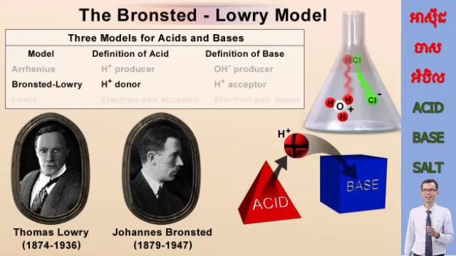The Bronsted-Lowry definition defines an acid as a hydrogen ion donor and a base as a hydrogen ion acceptor. In the reaction on your screen, hydrogen chloride is a Bronsted-Lowry acid, and water acts as a Bronsted-Lowry base. The Bronsted-Lowry model serves to include many acids and bases that were not considered within the more narrow Arrhenius definition.